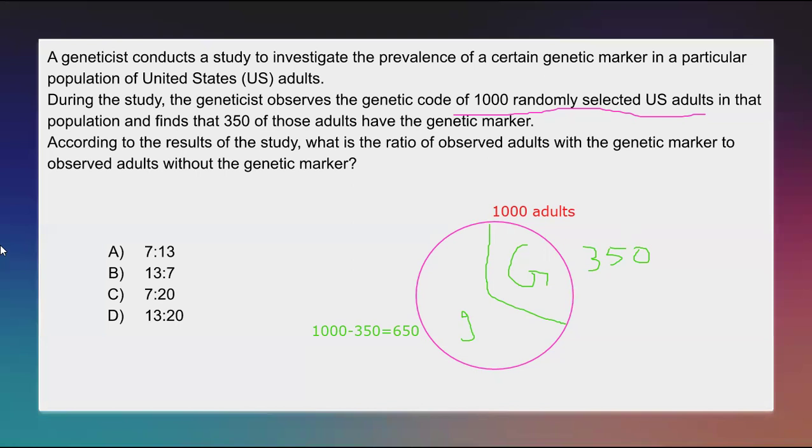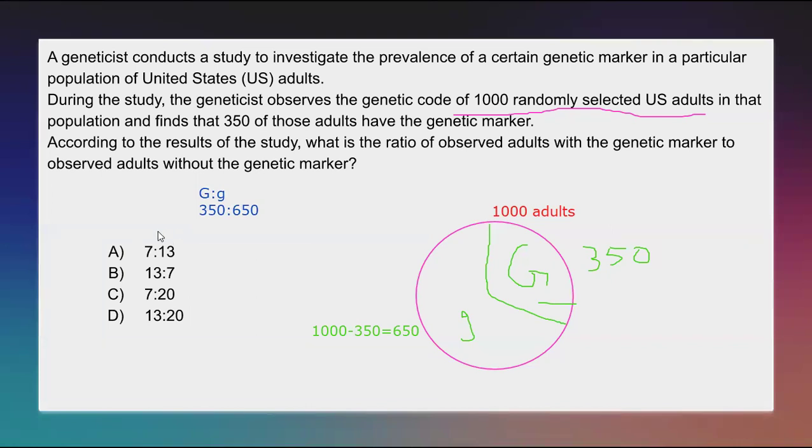So from here, we can go ahead and look at what the question's asking us. It says, according to the results of the study, what is the ratio of observed adults with the genetic marker to observed adults without the genetic marker? So we're looking at with and without. And we already solved for both of those. So if our proportion is going to be with the marker to without, then we're looking at big G to little g. And that's going to be 350 to 650. And you can see here, that's not one of the answer choices.